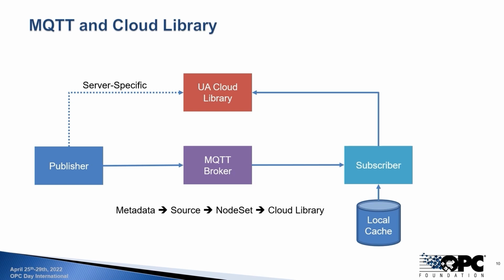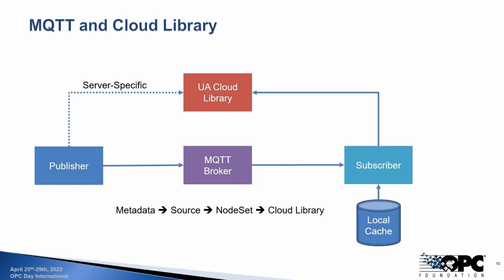Now, for static node sets, particularly the ones that are defined by the companion specs, that works reasonably well. But the cloud library also allows the publisher to upload its server-specific node set. So as part of its configuration and setup, the publisher may have a number of different types that it's using. It can then upload the node set that defines those types to the cloud library, and then the subscriber can now get those types from the cloud library.